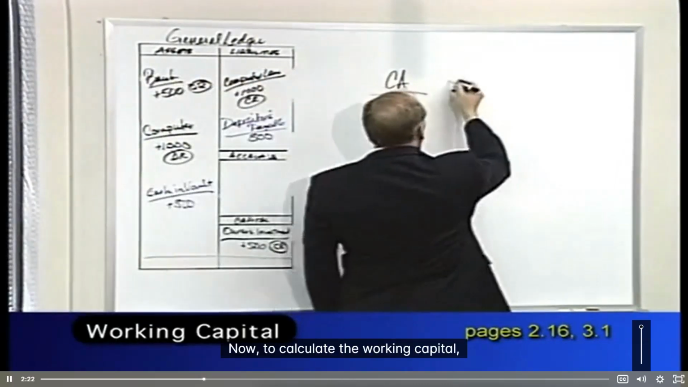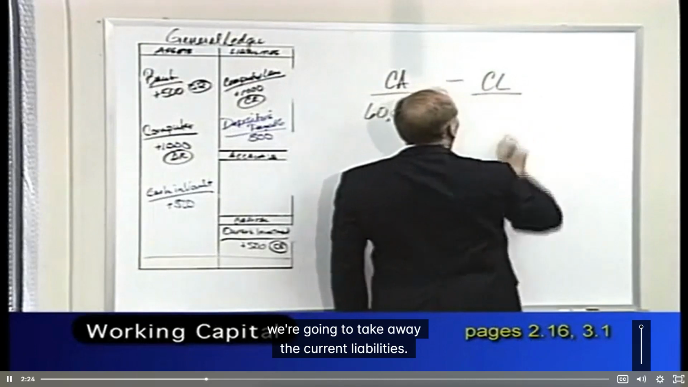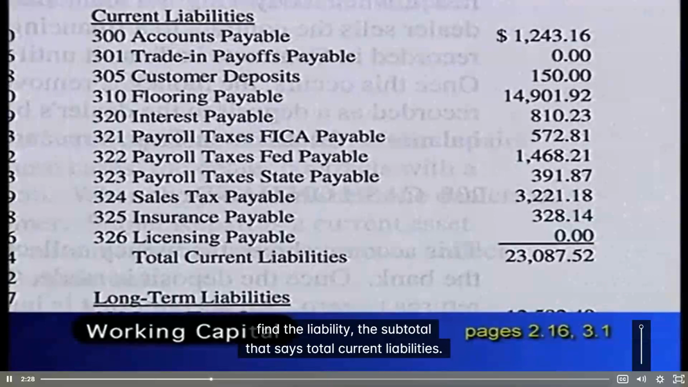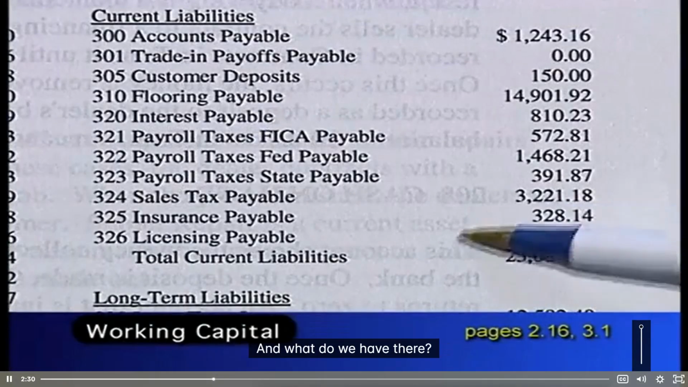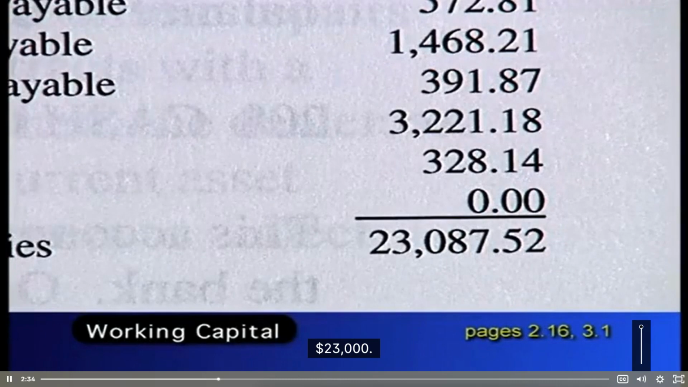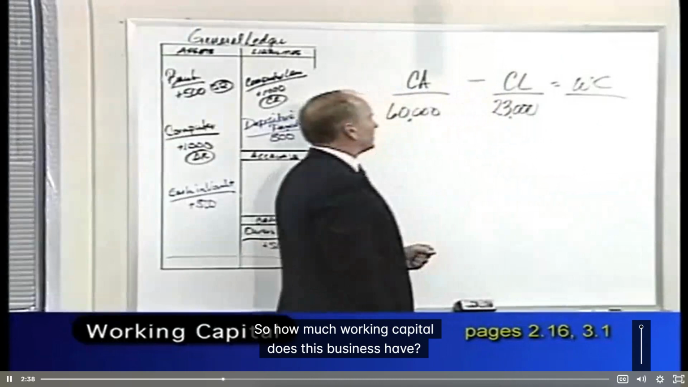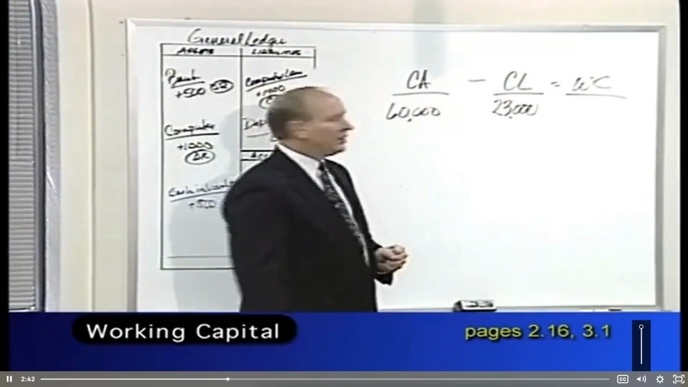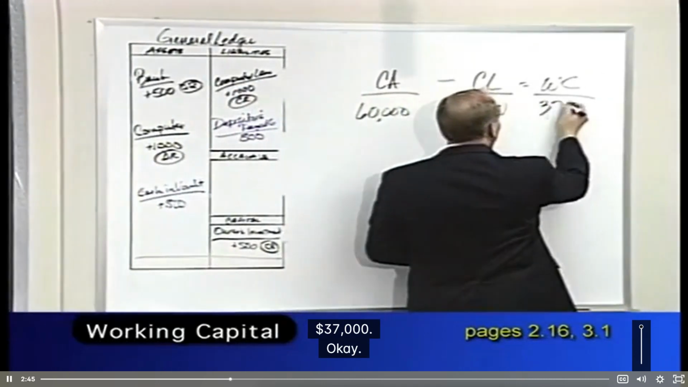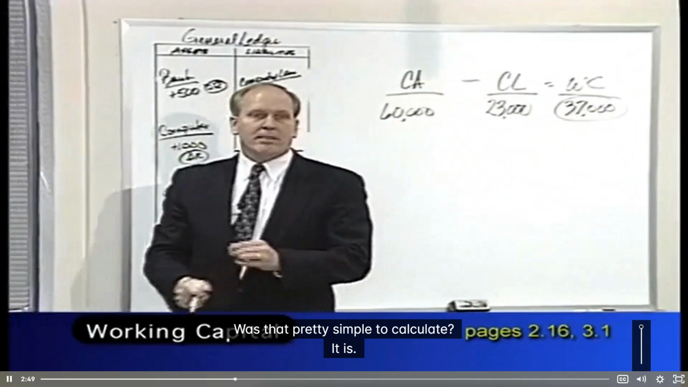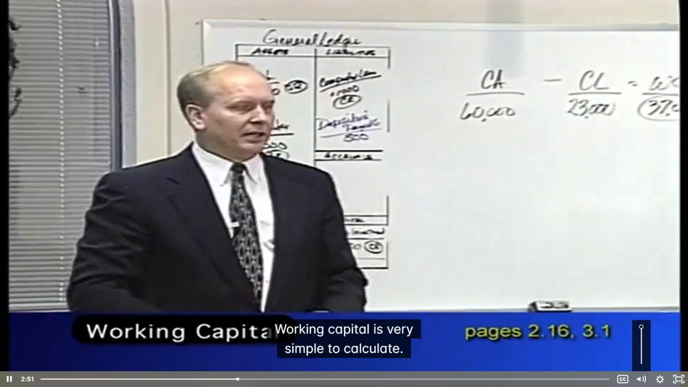Now, to calculate the working capital, we're going to take away the current liabilities. Look over on the right-hand side, find the subtotal that says total current liabilities, and what do we have there? $23,000. So how much working capital does this business have? $37,000. Okay? Was that pretty simple to calculate? It is. Working capital is very simple to calculate.